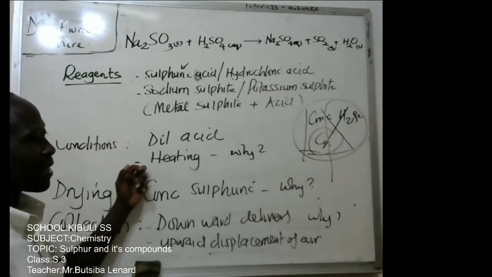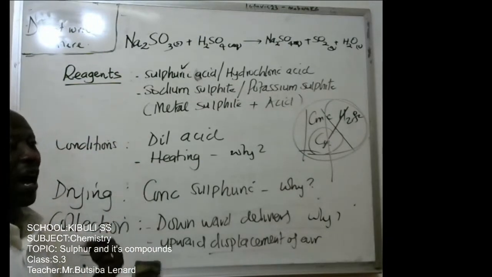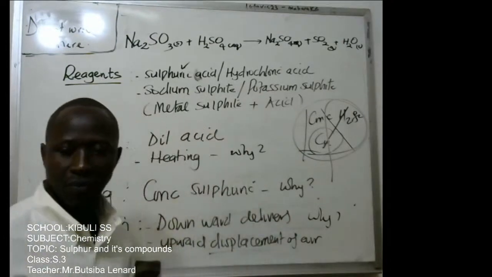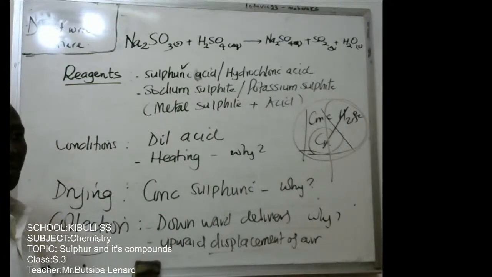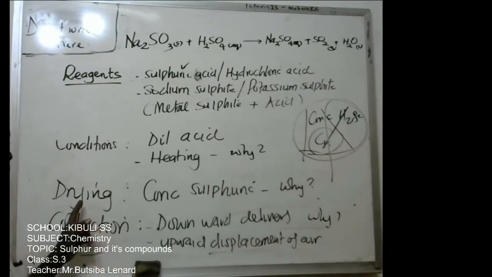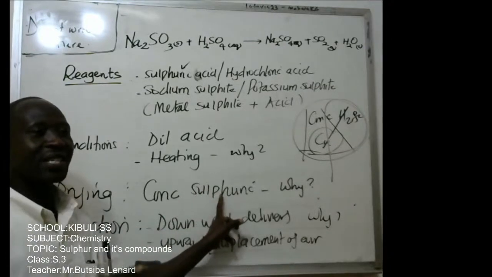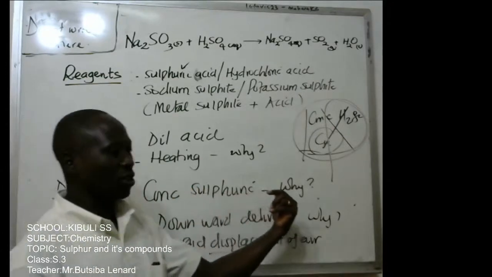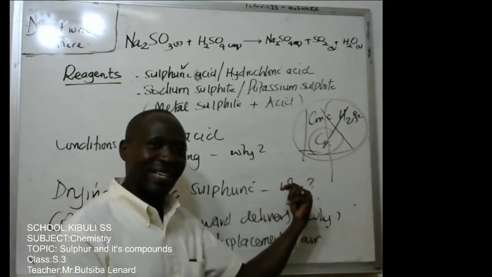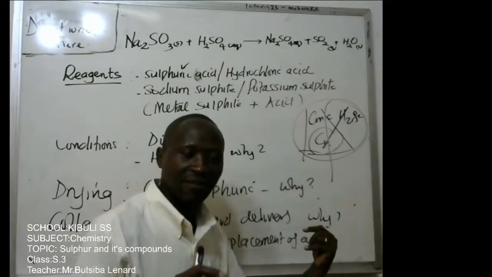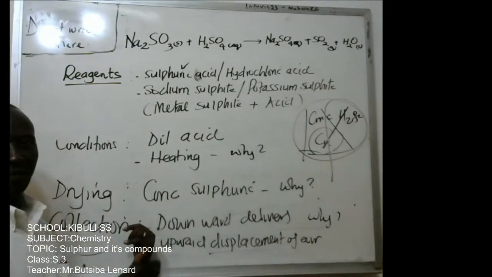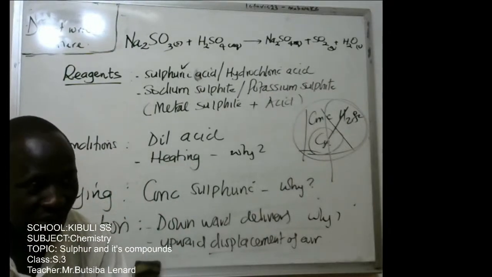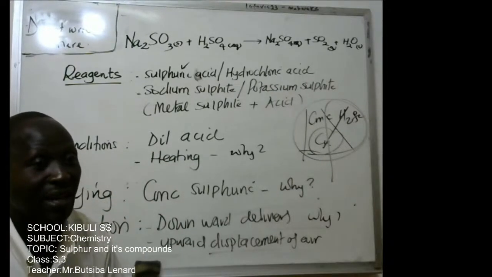So why are we heating? The mixture is heated to start the reaction and drive sulfur dioxide out of solution. The gas is passed through concentrated sulfuric acid to dry it, because the gas does not react with the acid since it is also acidic. The gas is collected by downward delivery because it is heavier, or rather denser, than air.